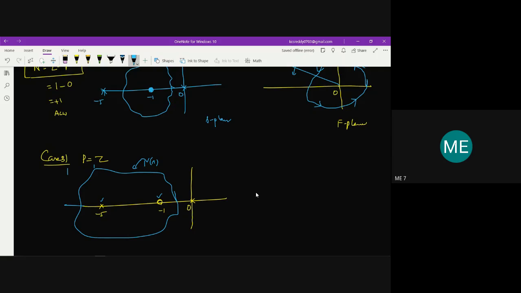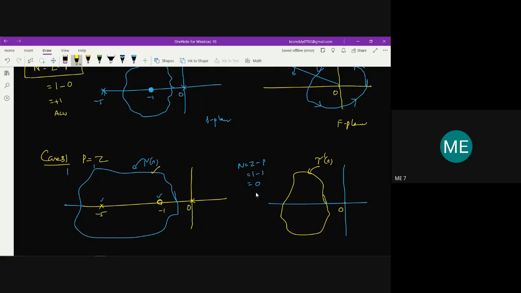So N is equal to Z minus P, 1 minus 1, which is 0. There will be no encirclement in the F plane about the origin. If you take this path, it will be anywhere like this, with no encirclement about the origin. We also will not know the direction of tau dash of S; only if you know the direction of the tau of S path can we get the direction of the tau dash of S path.